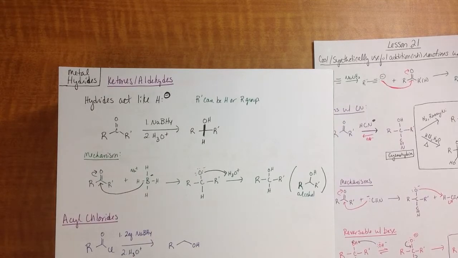So let's think about what an H minus really is. That's a proton with 2 electrons. That's it. So it's pretty desperate to go and react with stuff. These things can be incredibly reactive. They most often need to be stored under extreme conditions, like in oil. So you've got to be careful when using these things.